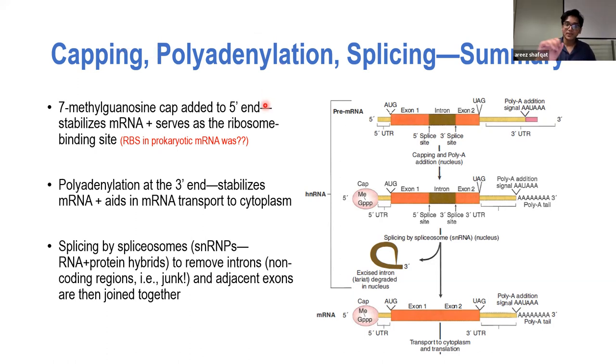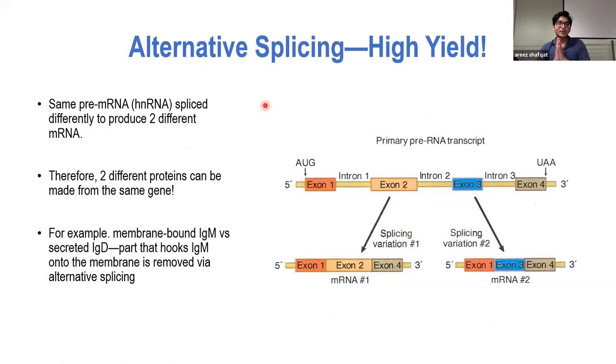All right. Now, this is what I would say is the most high yield or important concept in both of the lectures, which is the concept of alternative splicing. So this is an mRNA with four exons and three introns in the middle. Notice what happens here. The spliceosomes will come in. They'll remove intron one, intron two, intron three. Then they'll join exon one, two, and four together to form the final mRNA.